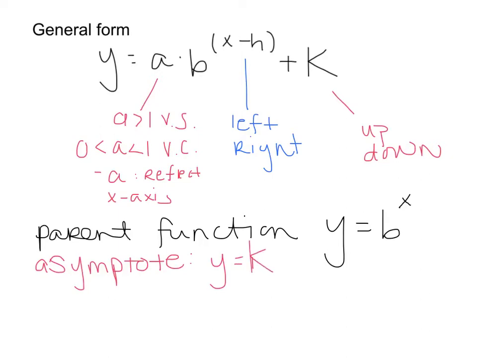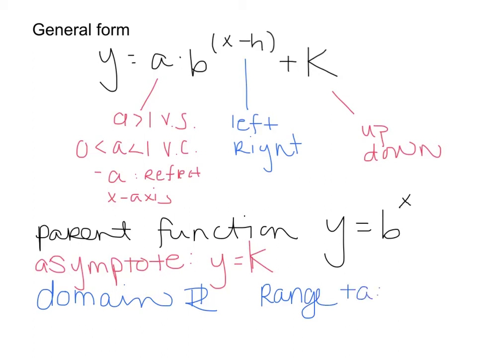The domain, now that we're talking about general form, is still all real numbers. The range is what's going to change. As long as a is positive, your range is going to be y is greater than k, not equal to. If a is negative, it's going to be y is less than k.